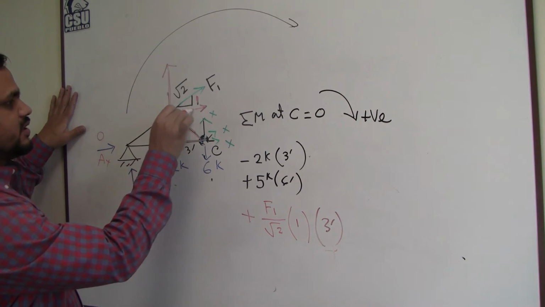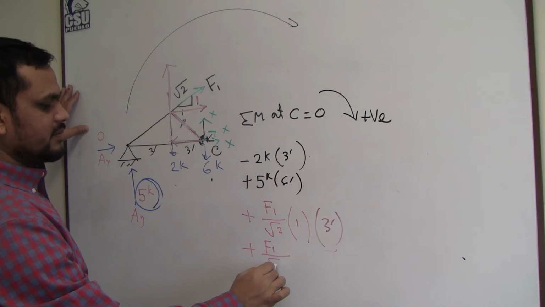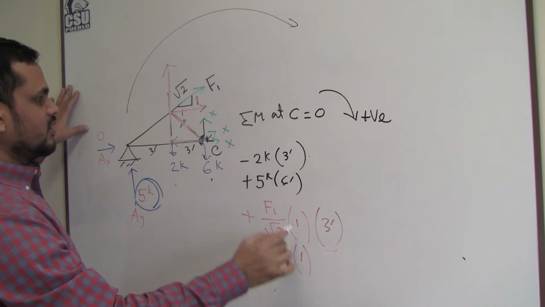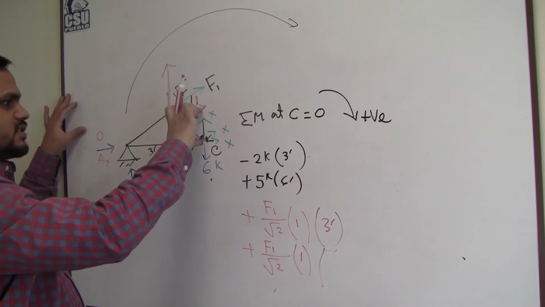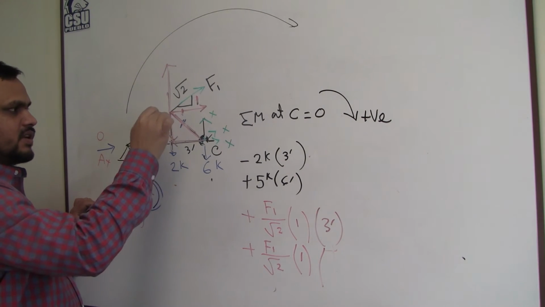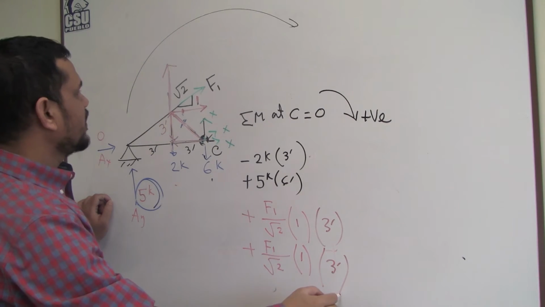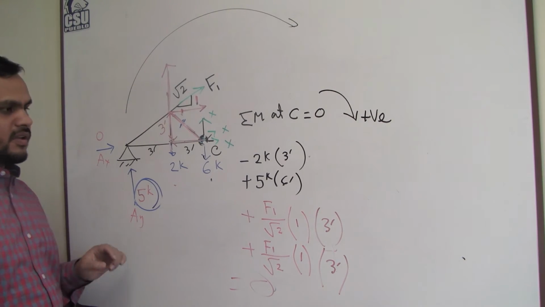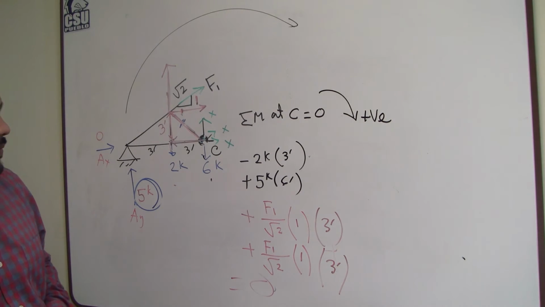Then I will consider this force. What is that? F1 divided by hypotenuse times the corresponding side, because the distance is this distance. This distance means here to here. Luckily it is the same, 3 feet. Any other force? No. So summation equals 0. Now we can see there is only one unknown. If we solve it, you will get it.